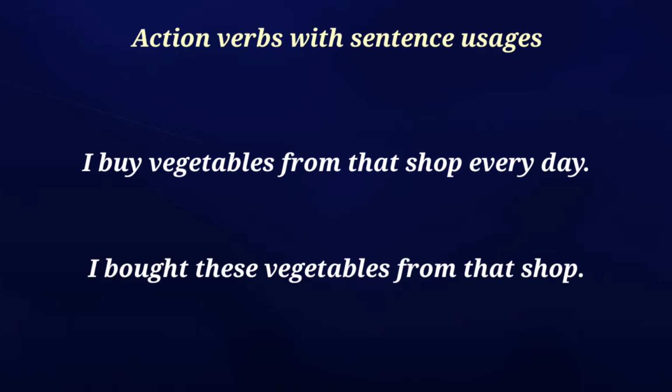You got it? I buy vegetables is a regular action. It is a habitual action. That is something that you do every day, every single day. Here I bought is a past form because this action is completed. Only after buying these vegetables, you are telling your friend, I bought these vegetables from that shop. The action is over. I hope it is crystal clear.